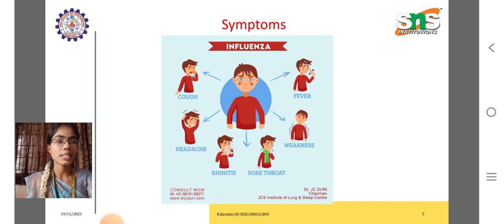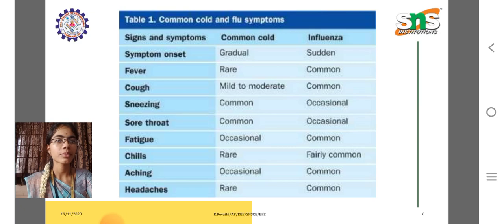The basic symptoms of influenza are that a person may experience a cough, a severe headache, sore throat, weakness, and fever. These are the common symptoms of influenza virus, and they are also common for the common cold. But influenza differs from that in signs and symptoms. The differentiation of common cold and influenza: symptom onset is gradual in the common cold.